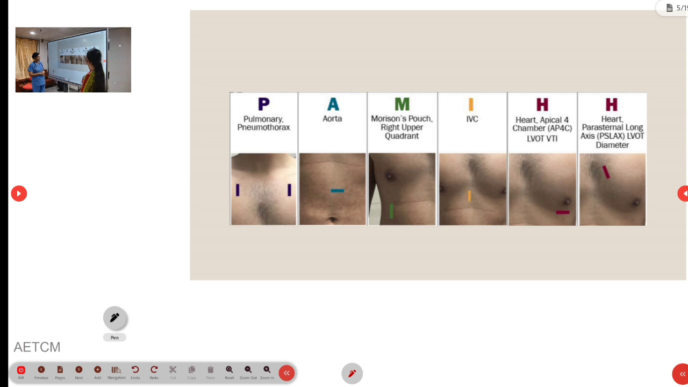Okay. So actually there is something else, we can remember it as HI-MAPED. So this is heart, IVC, Morrison's pouch, aorta, then pulmonary evaluation. This is ectopic pregnancy and DVT. So we can remember HI-MAPED.